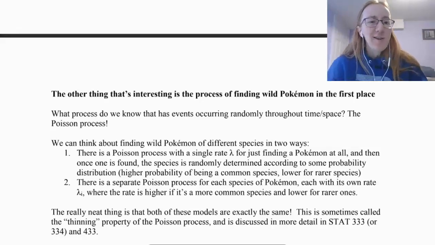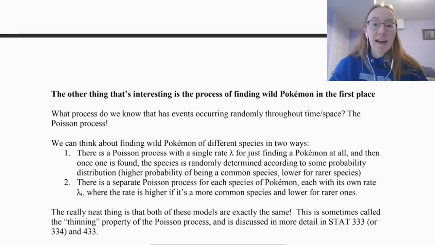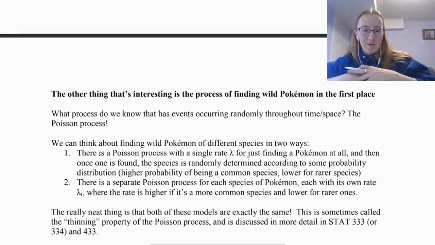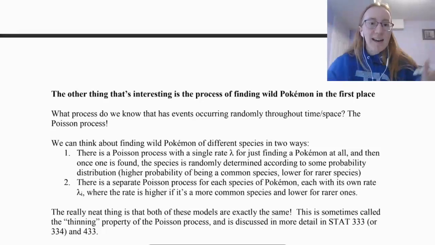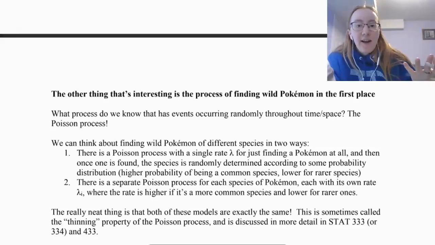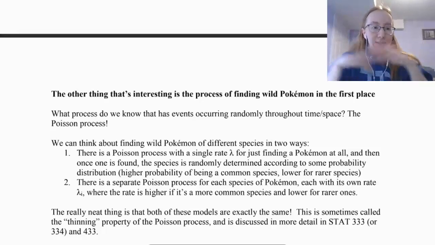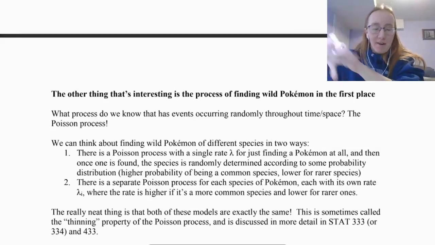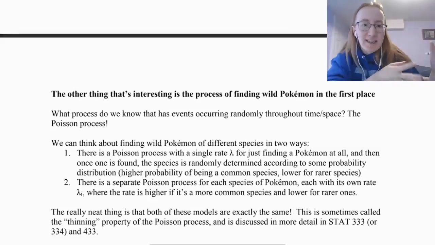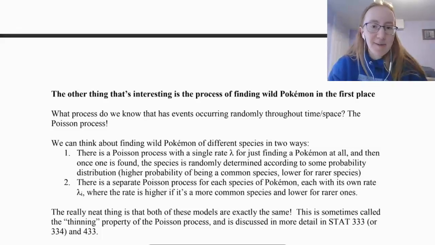So we could do two types of things with this. We could imagine that there is just a Poisson process underlying everything in this game with a single rate lambda. That's just going to sort of be, here's where Pokemon are, and there's this rate lambda, and you'll find one with this particular rate. And then once you find one, another random process occurs according to some probability distribution for what species it is. So you might have some distribution where 1% of them are this species and 50% of them are that species, whatever. The rarer ones have lower probabilities and the more common ones have higher probabilities.